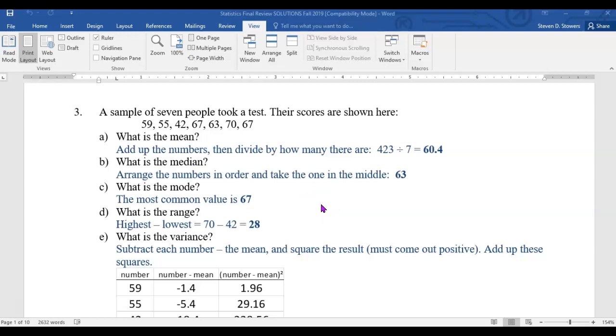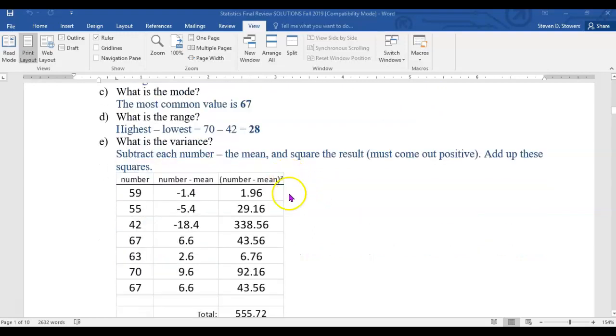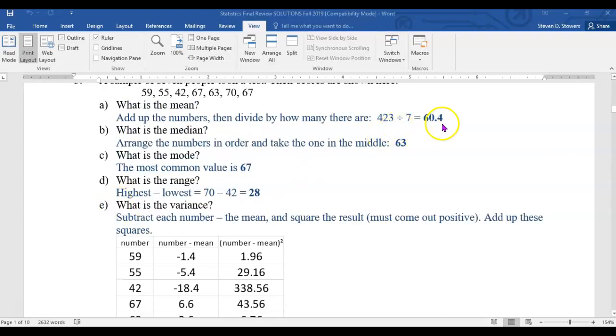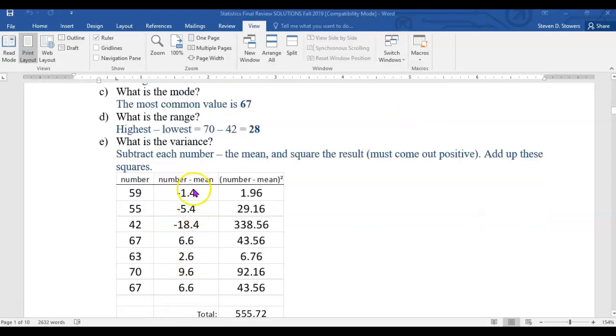Then to calculate the variance and the standard deviation, first, I've just listed all 7 of those numbers. And then I've taken each one of those numbers minus the mean. Remember, the mean was 60.4. So 59 minus 60.4 is negative 1.4. 55 minus 60.4 is negative 5.4, and so on.